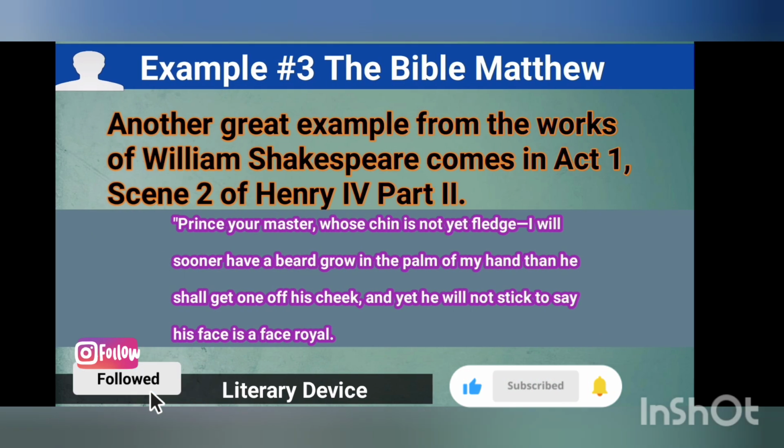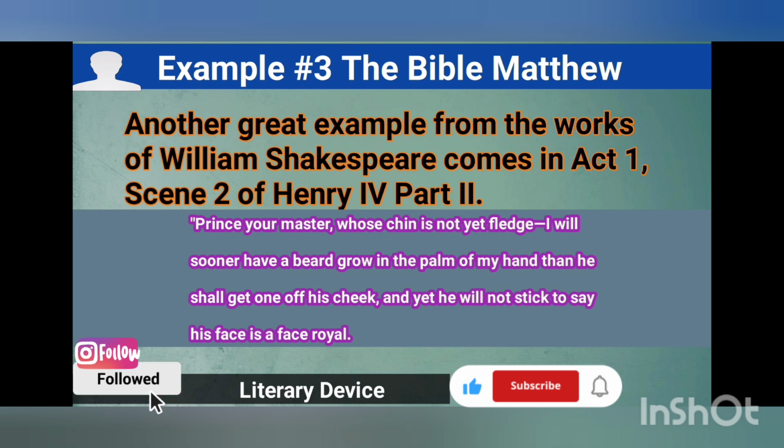Another great example from the works of William Shakespeare comes in Act 1, Scene 2 of Henry IV, Part 2. Prince, your master, whose chin is not yet fledged, I will sooner have a beard grow in the palm of my hand than he shall get one on his cheek, and yet he will not stick to say his face is a face royal.